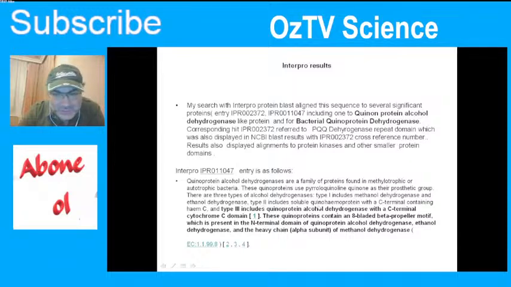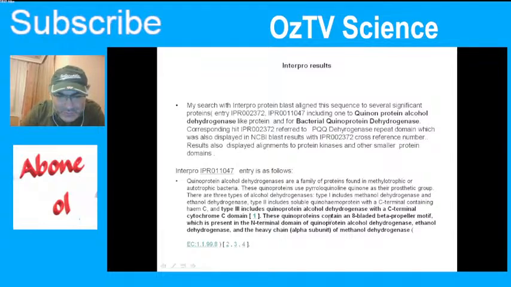Type 2 includes soluble quinohemoprotein with C-terminal containing heme C. Type 3 includes quinoprotein alcohol dehydrogenase with a C-terminal cytochrome C domain. See, it kind of goes into the third class. See, quinoprotein alcohol dehydrogenase with a C-terminal cytochrome C domain. This is more like it, so that's why I made it bold. I think that says, okay, we have something here.